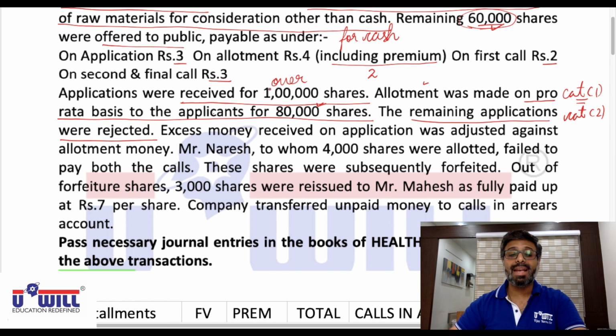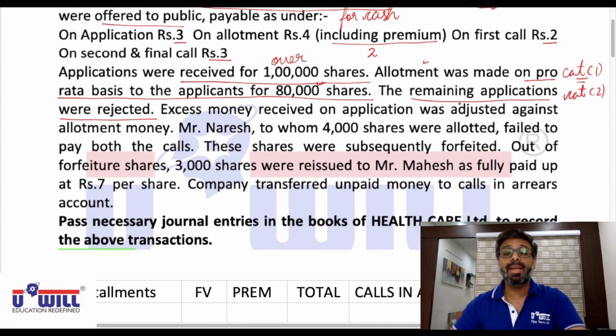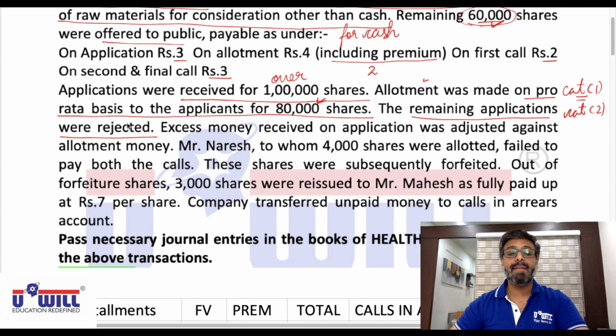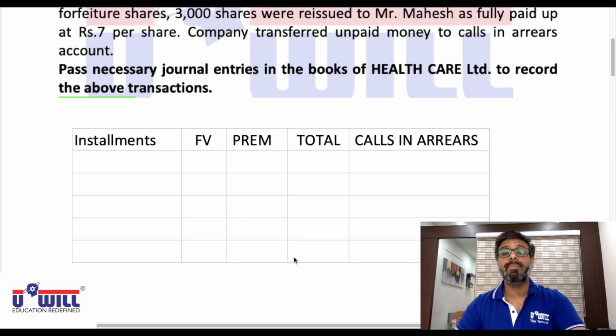Total we have received 1 lakh applications. Out of that 80,000 applications come in category 1 where pro rata allotment is done. So remaining how many applications are rejected? 1 lakh minus 80,000, remaining 20,000 applications are rejected. Okay, so here category 1 is where applications received are 80,000, allotment done is 60,000 on pro rata basis. Category 2 rejected applications category, 1 lakh minus 80,000, remaining 20,000 applications come in category 2 where rejected means number of shares allotted in column 4 will come nil.